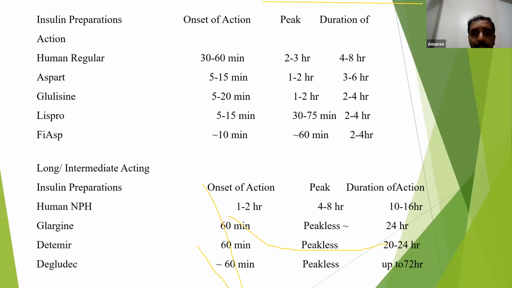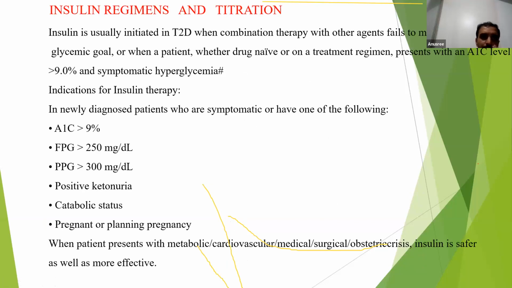Glulisine: 5 to 20 minutes, 1 to 2 hours, and 2 to 4 hours. Lispro: 5 to 15 minutes, 30 to 75 minutes, and 2 hours. And the other things, we know that glargine, detemir, and degludec are peakless, and degludec has the advantage of more than 72-hour action.